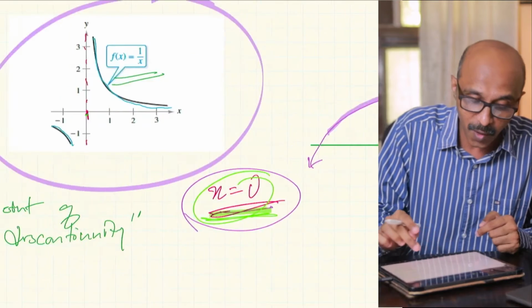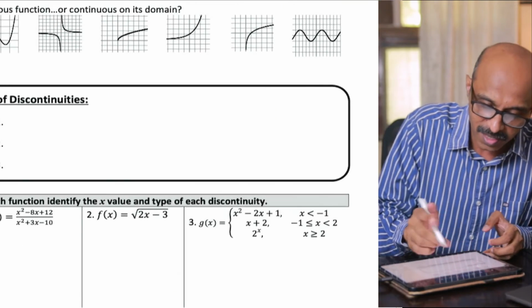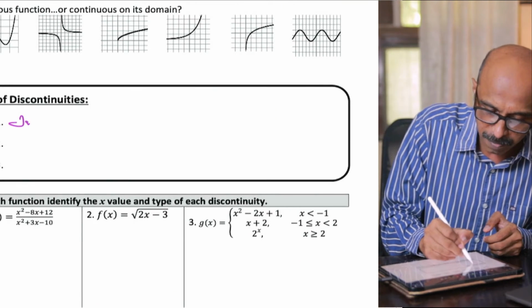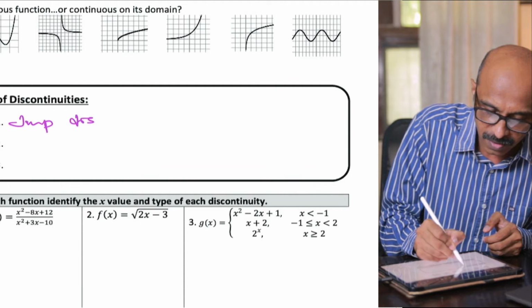So that's the first kind of discontinuity. Let's make a note of it. The first one is called jump discontinuity.